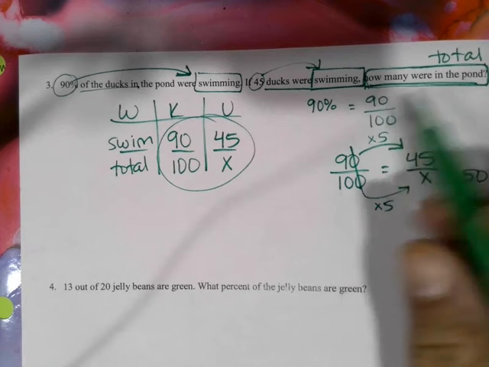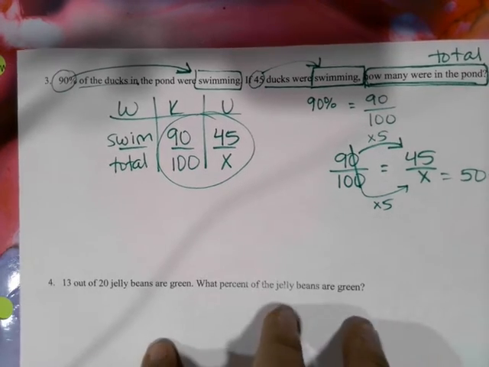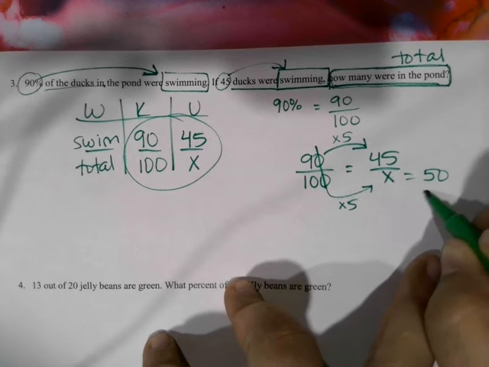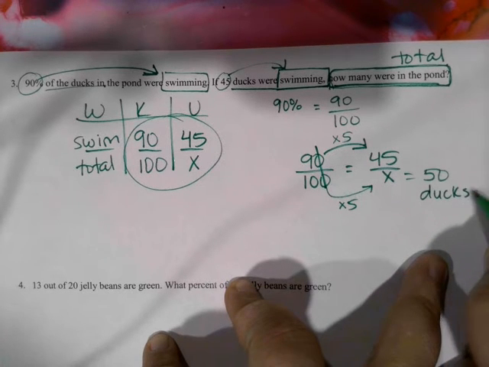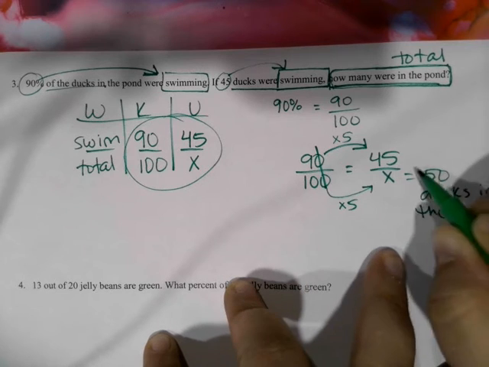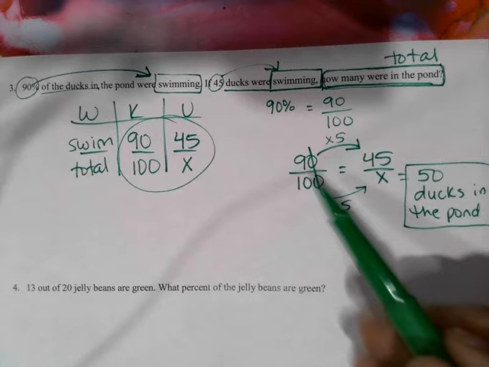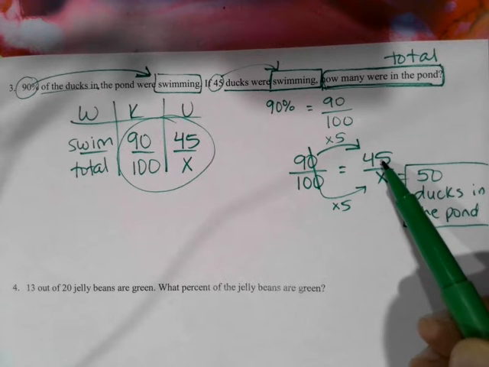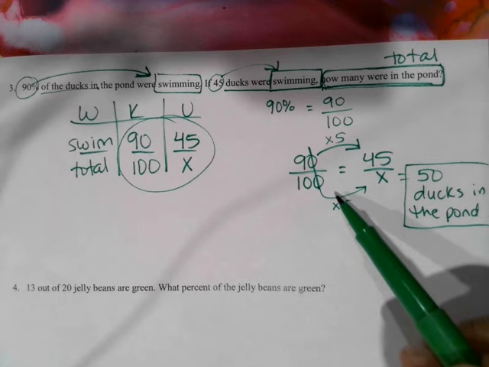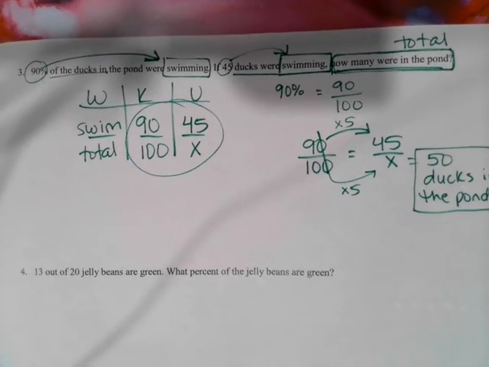This was at the bottom. The question was asking for how many were in the pond. So 50 ducks in the pond. If I had done it 90 divided by 2 equals 45, 100 divided by 2 would have gotten me 50 as well. So there was multiple ways we could have solved it.